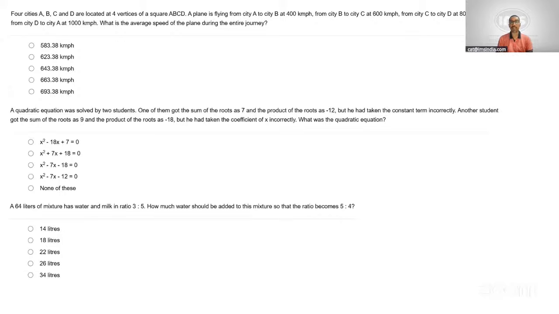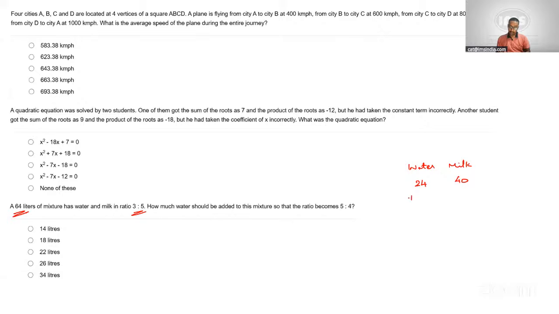64 liters has water and milk in the ratio 3:5. How much water should be added to make it 5:4? Maybe this I can try because 64 liters, 3:5. So water and milk, 3:5 means 3 by 8 of 64. That would be 24 here and 40 here. Okay, my time is up. I'll just finish this question hopefully in just a few seconds.